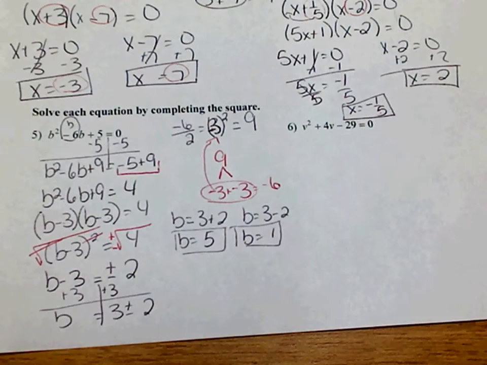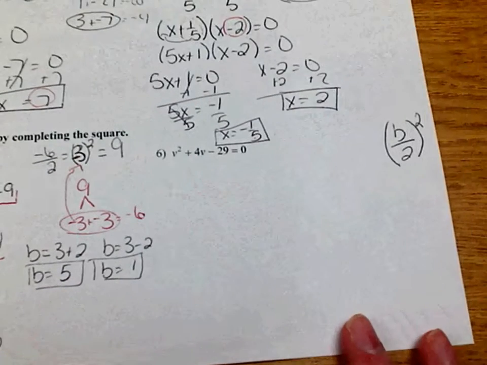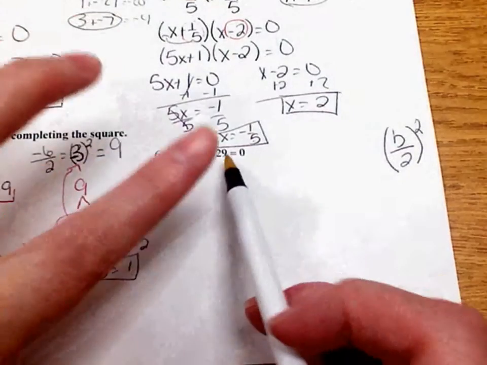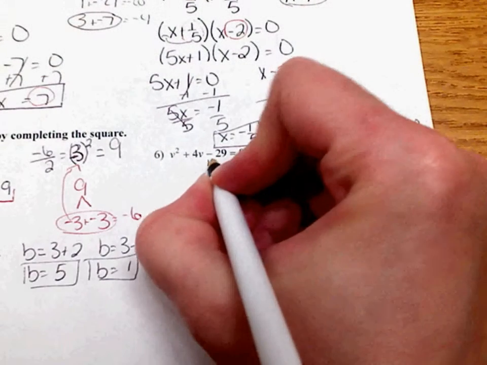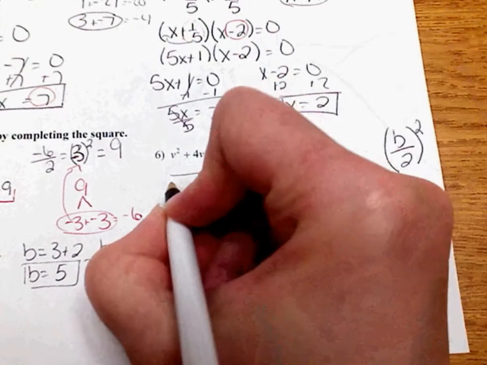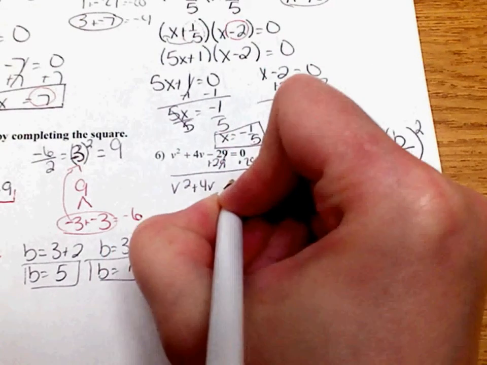Okay? Let's go ahead and complete the square on number 6. All right, first of all, we need a blank spot to put our square in. So we're going to add 29 to both sides. And we got b squared plus 4b equals 29.